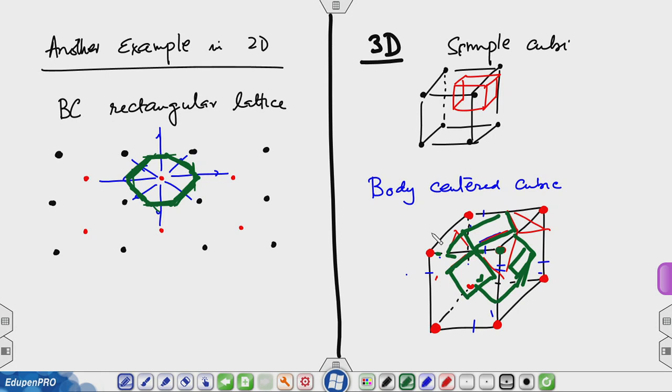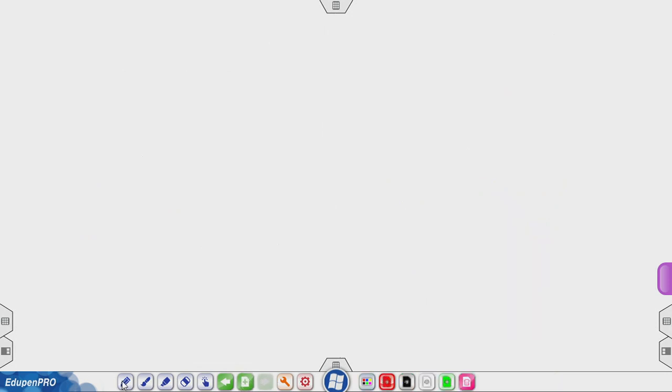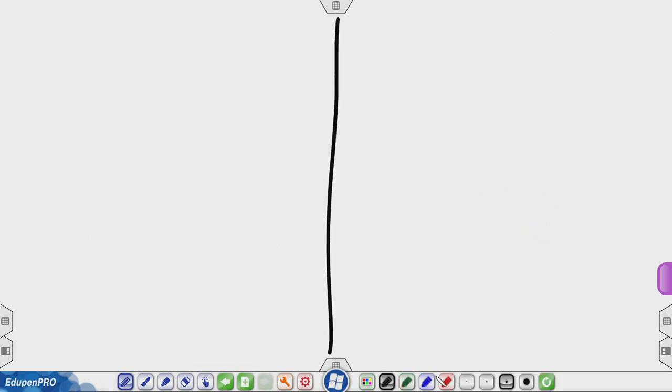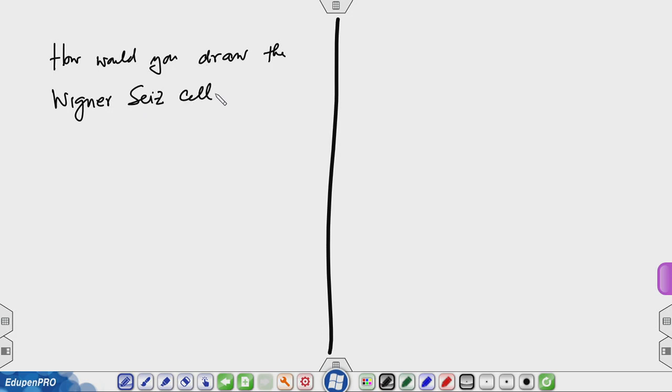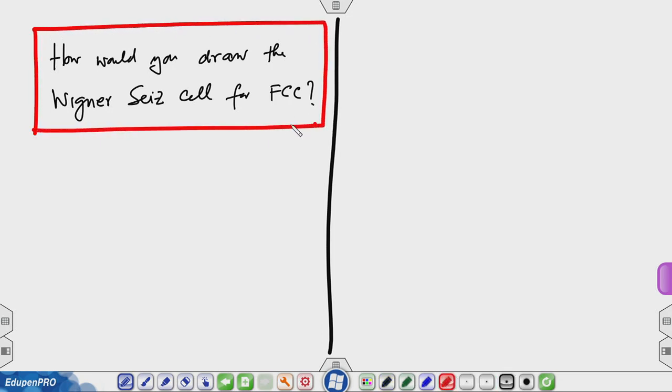So, given this, let me ask you a question right here. And the question is, how would you draw the Wigner-Seitz cell for FCC? You sit, you practice, and you kind of get it. Do it, even if you get it wrongly, you will at least make a picture in your mind.